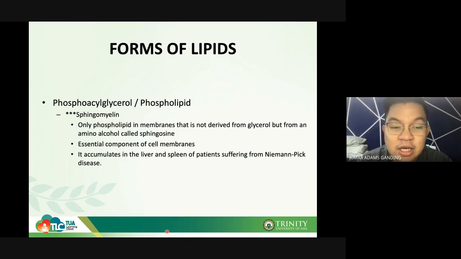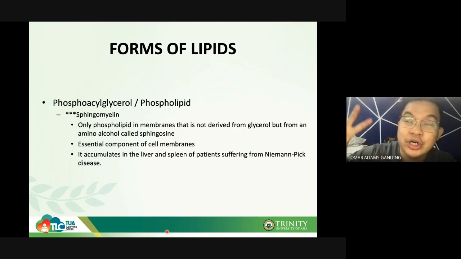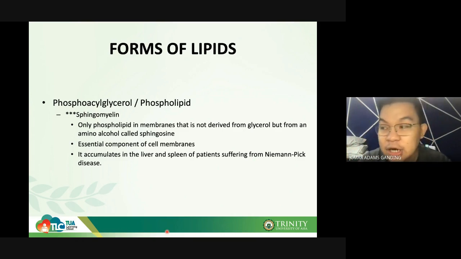Okay, that's why earlier, di ba, sabi natin, your phospholipid can either be bound to your glycerol or can be bound to other alcohols. An example of this now is your sphingosine. So these are essential components of your cell membrane.